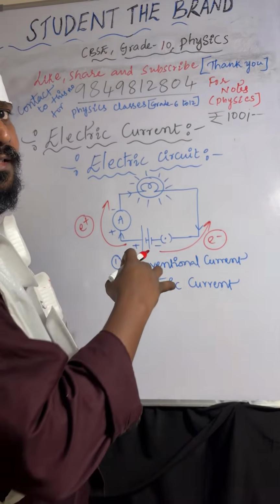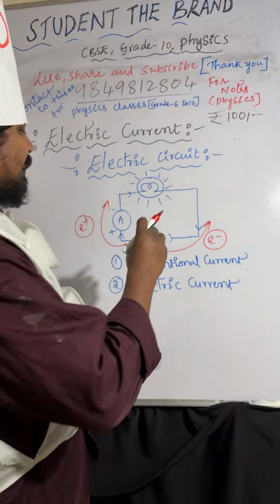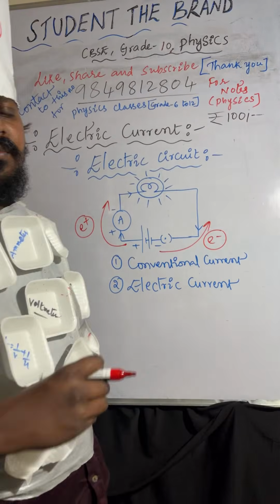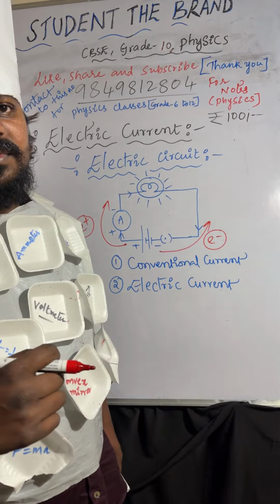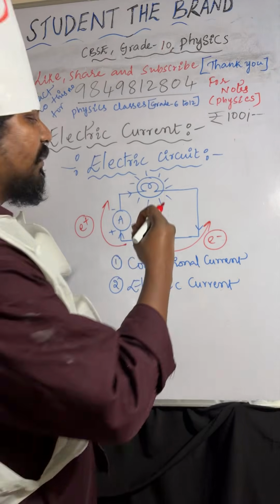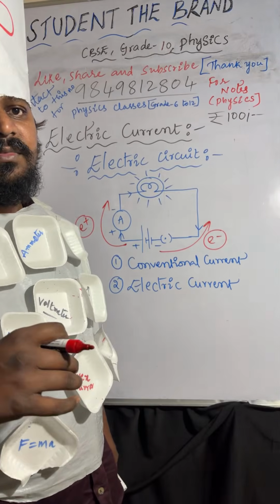Okay, so here you can see the flow of positive charges. Positive charges are moving from positive terminal to negative terminal. Electrons are moving from negative terminal to positive terminal.